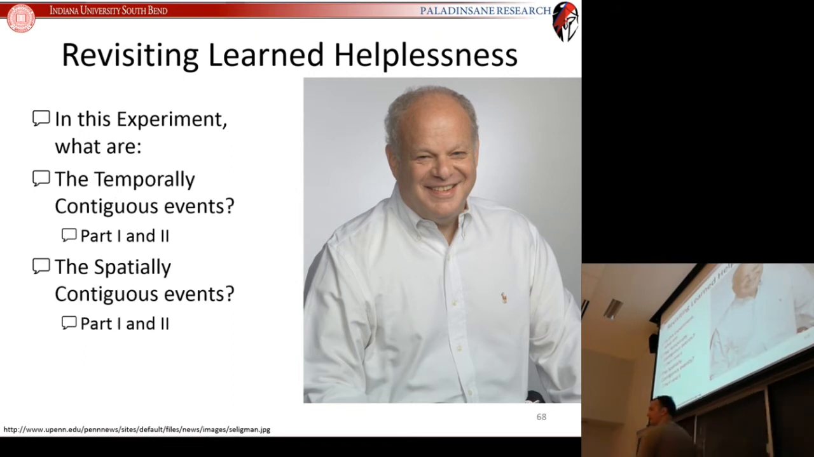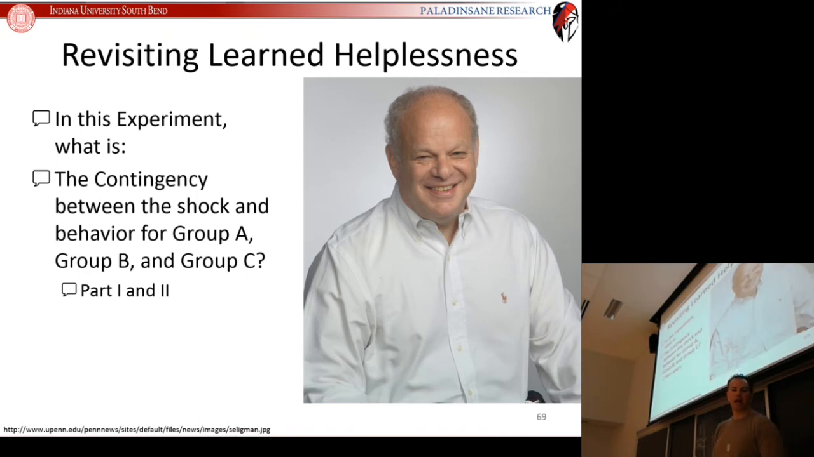Temporally contiguous events for part 1 and part 2. What 2 events occurred almost immediately one after another in part 1? What 2 events occurred almost immediately one after another in part 2? And then spatially contiguous events. For part 2, use that image of a shuttle box that I gave you to figure out the spatial location of different stimuli. For part 1, you'll have to speculate a little bit on what the room looked like. We don't have a picture of that. So what does the room look like in terms of the different events that occurred?